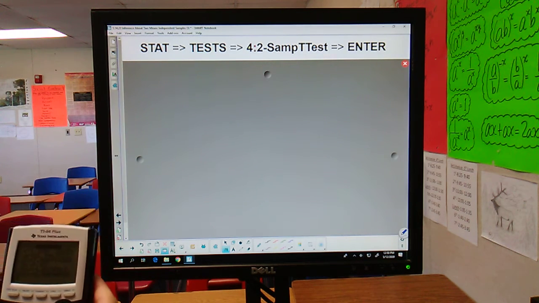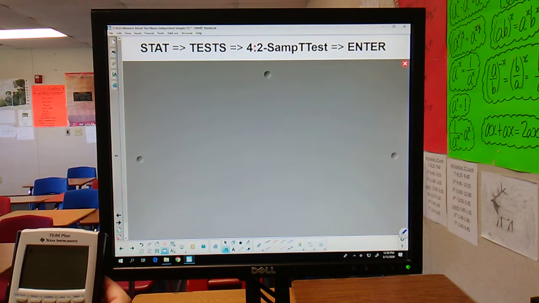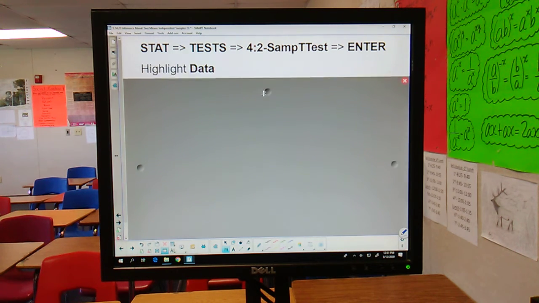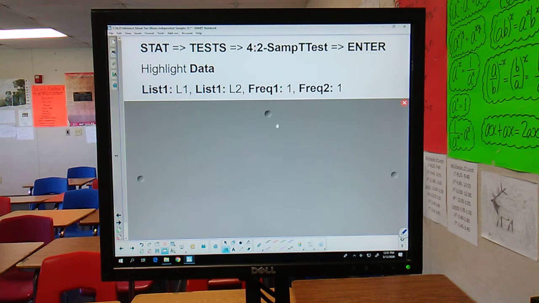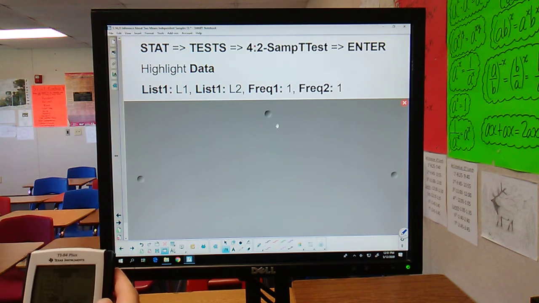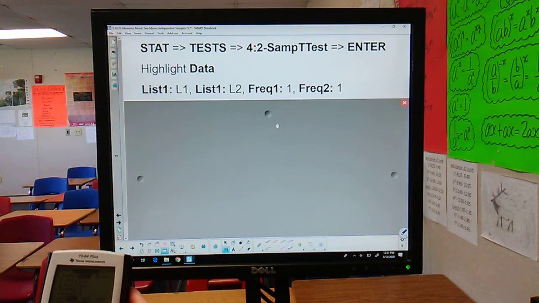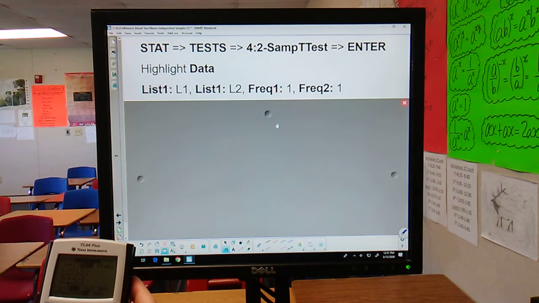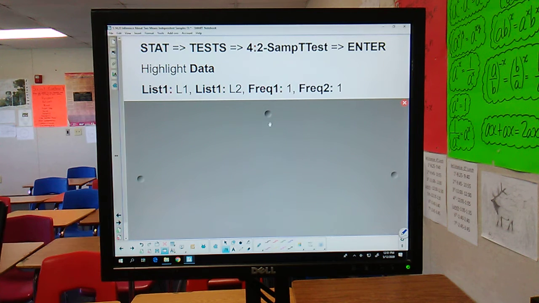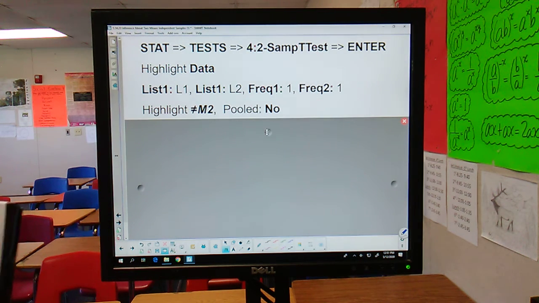So turn your calculator on, hit stat, go over to tests, scroll down to number 4, 2 sample t-test, hit enter, and highlight data because you're using all the data in your lists that you put in earlier with the red blood cell counts. For list 1, L1, list 2, L2, those should be in there automatically. If they're not, you got to change them. Frequency 1 and frequency 2 should both be 1. Keep those the same. Change them if they're not.